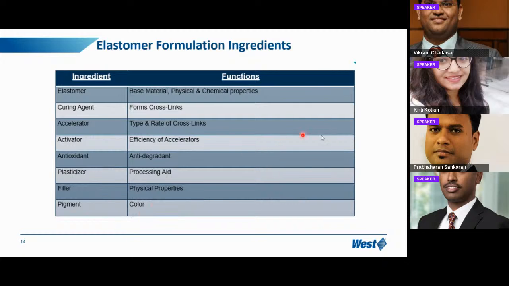So each batch, whatever we produce, has a different ratio. So in one batch we put 80% of elastomer, in the other batch it is 90. So it depends on the formulations. So each batch has a different set of percentages of these ingredients, and we can adjust basis our requirement.